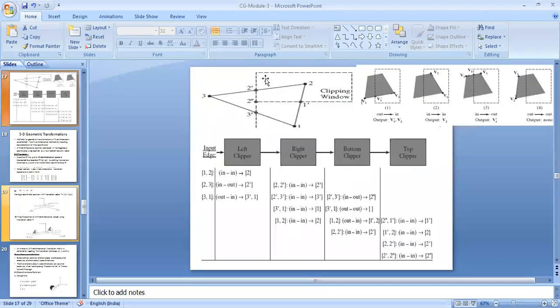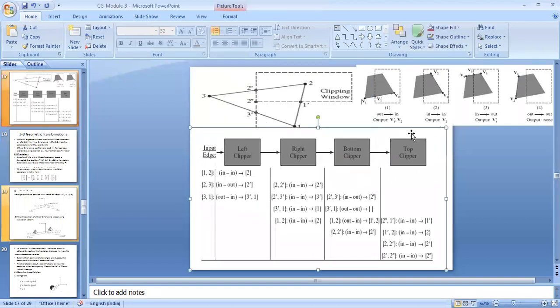See here, this is the example which we took, which I showed. This is my clipping window, and this is my triangle.